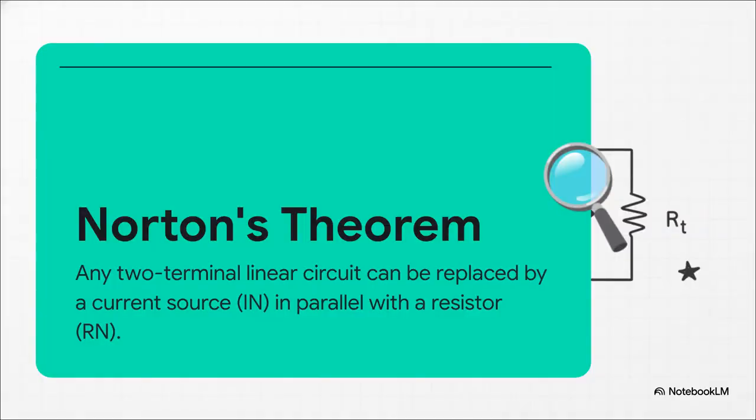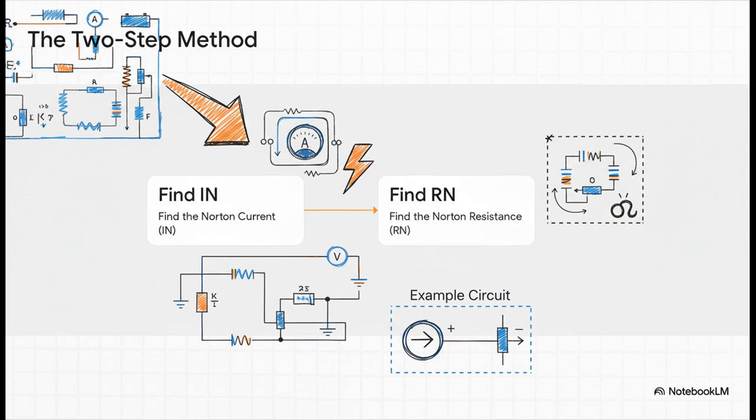So here's the official definition. It says that any linear circuit, and that just means a circuit with stuff like resistors, where the output is proportional to the input, can be boiled down to just two things. That's it. A single current source, we call it IN, sitting right next to a single resistor, RN. Simple, elegant, and unbelievably useful. And getting there is surprisingly easy. It's just a two-step process.